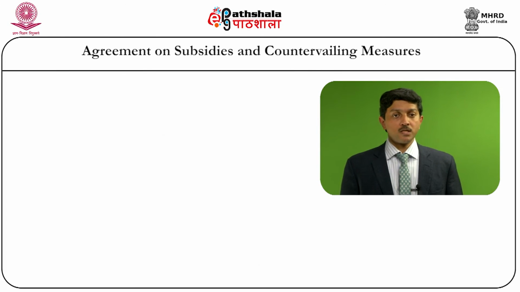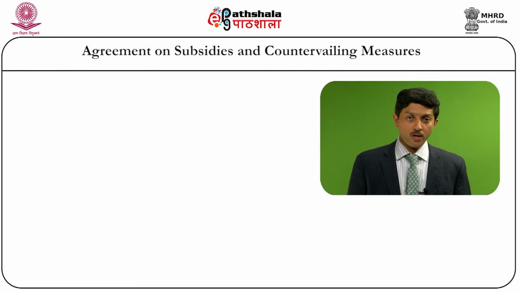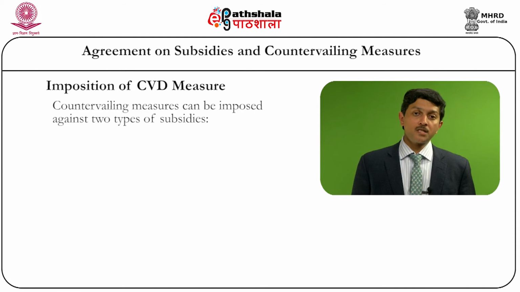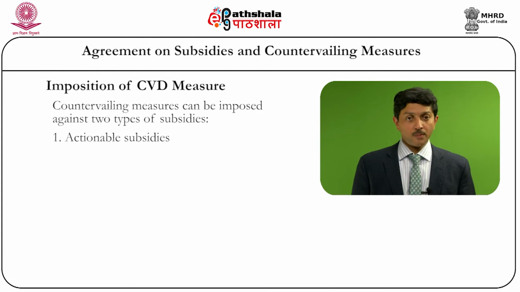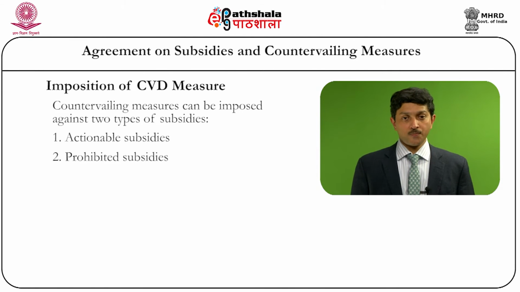So, once subsidy and injury have been found or determined, countervailing measures can be imposed against two kinds of subsidies. One is actionable subsidy and the second is prohibited subsidy. So, countervailing duty actions can be taken against both categories of subsidies.